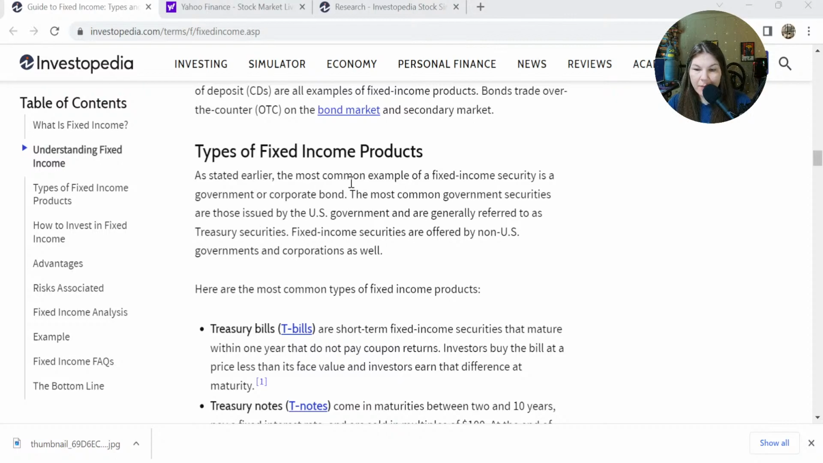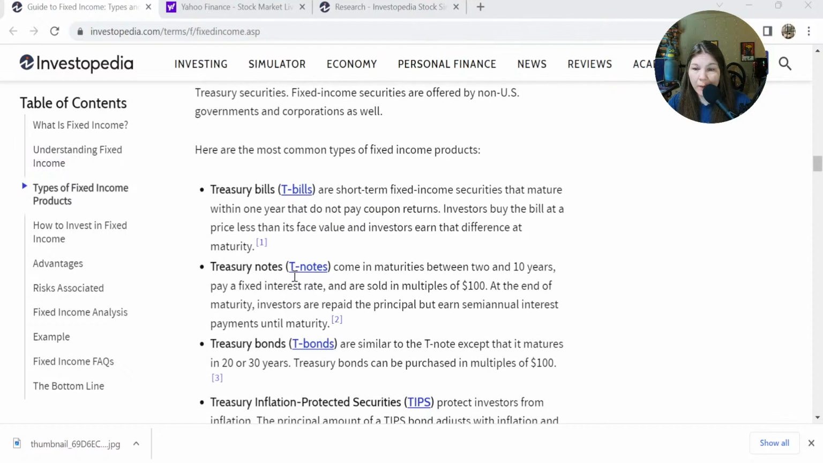As stated earlier, the most common example of a fixed income security is a government or corporate bond. The most common government securities are those issued by the U.S. government and are generally referred to as Treasury securities. Fixed income securities are offered by non-U.S. governments and corporations as well. Here are the most common types of fixed income products.